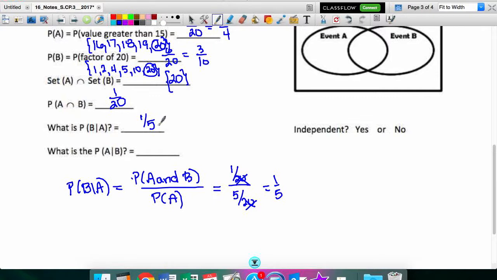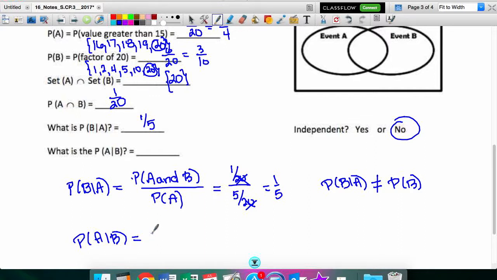Now, if you look at that 1/5 probability and you compare it to the probability of B, note that the probability of B given A is not equal to the probability of B. So what does this tell us? Well, if the conditional probability does not match the original probability, this means that the 2 events are not independent. Next, we'll calculate the probability of A given B.